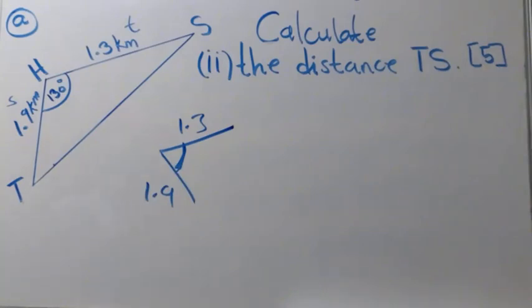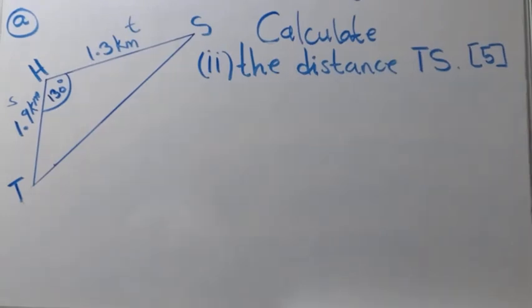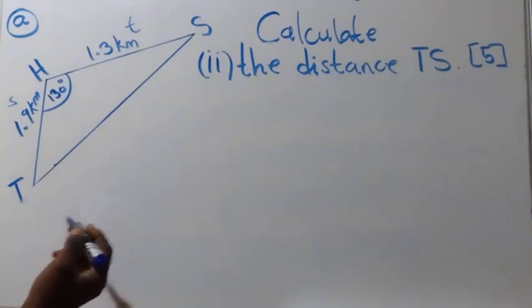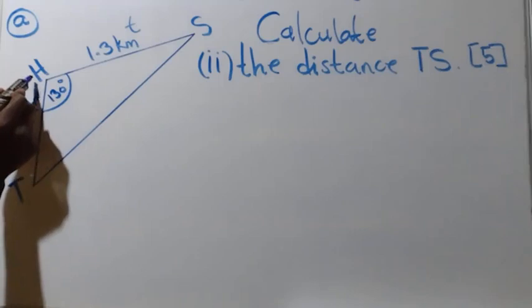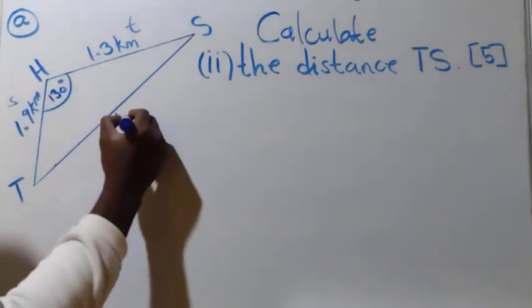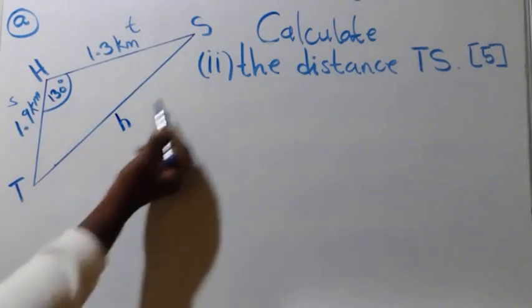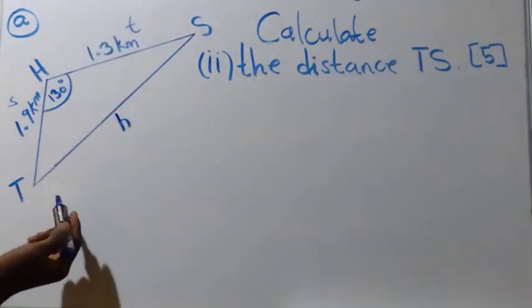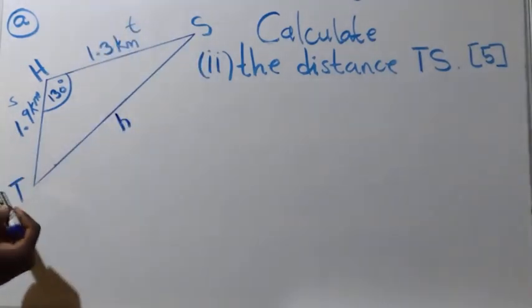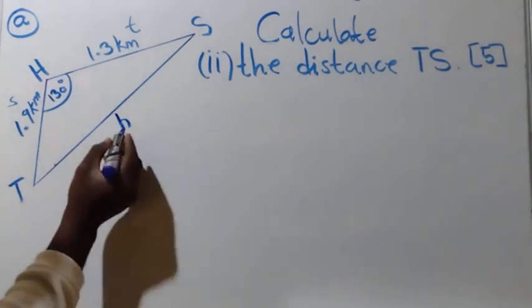So how can we use this cosine rule now? What is this cosine rule? Remember, in the paper they have given you this formula, so it's just a matter of applying it now. We want TS, this is the distance that we want. Here we have H, this side has a small letter h, which represents the distance from T to S. Here we've got small letter t, like I mentioned earlier on, and here you have small letter s on this side. So we are going to be using this.